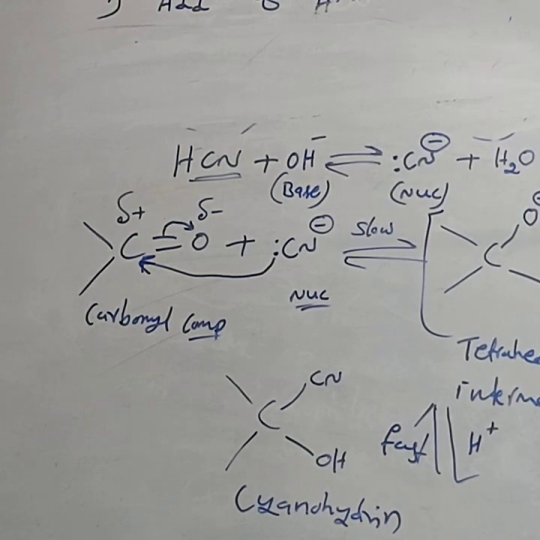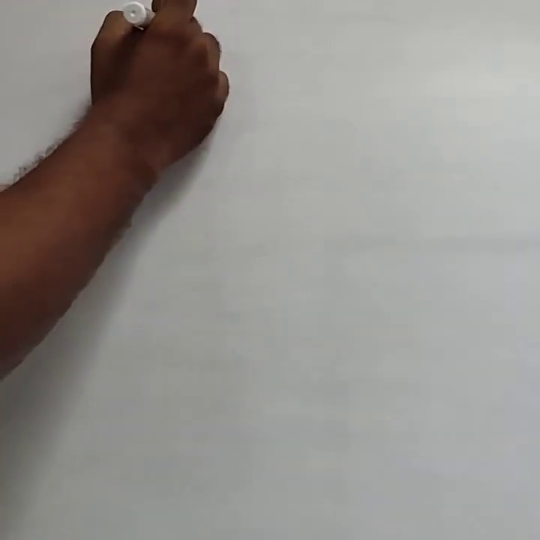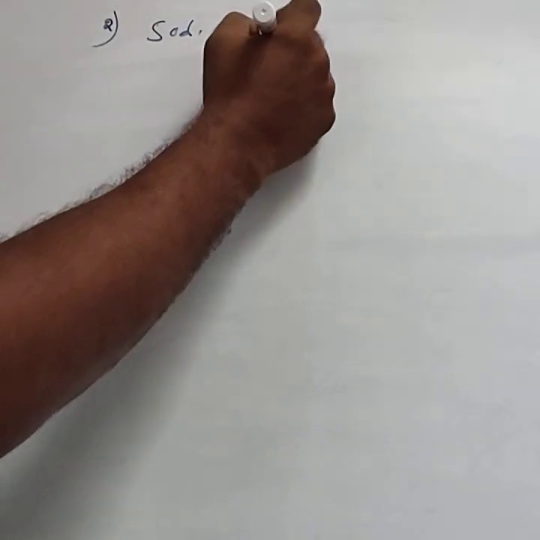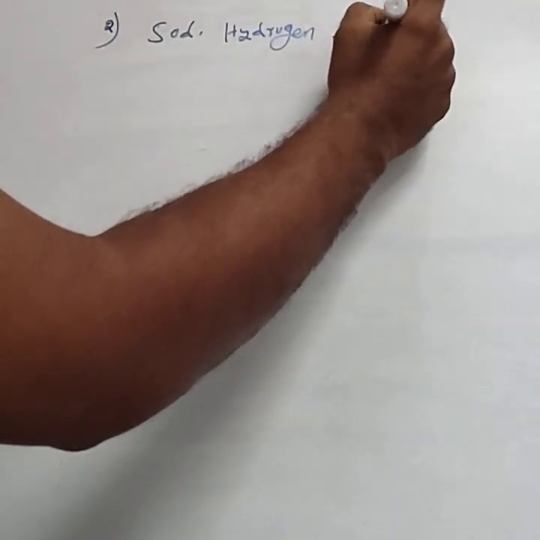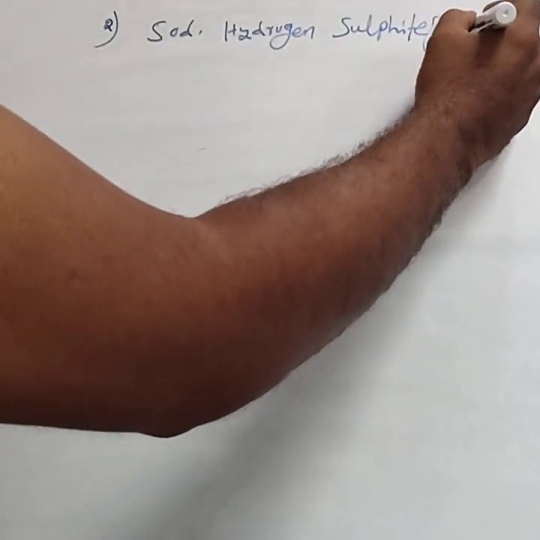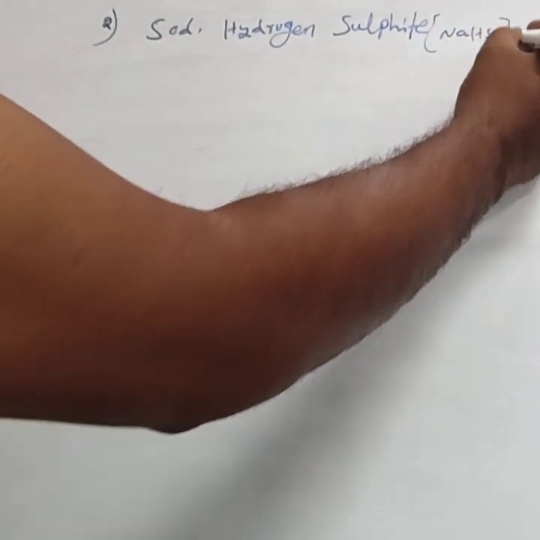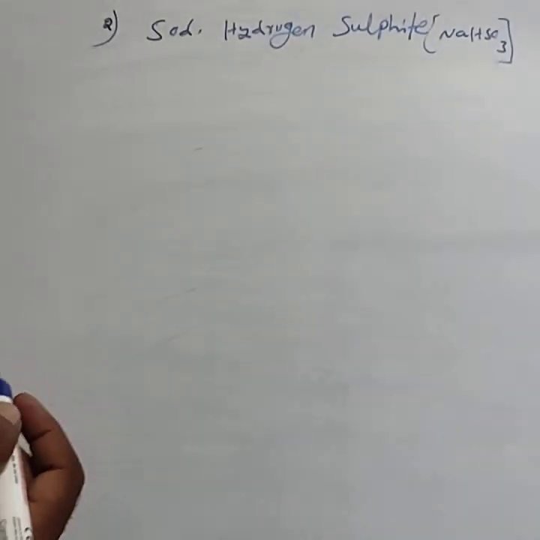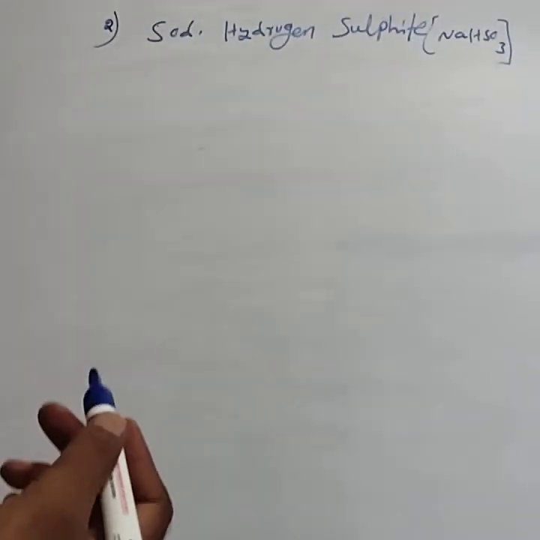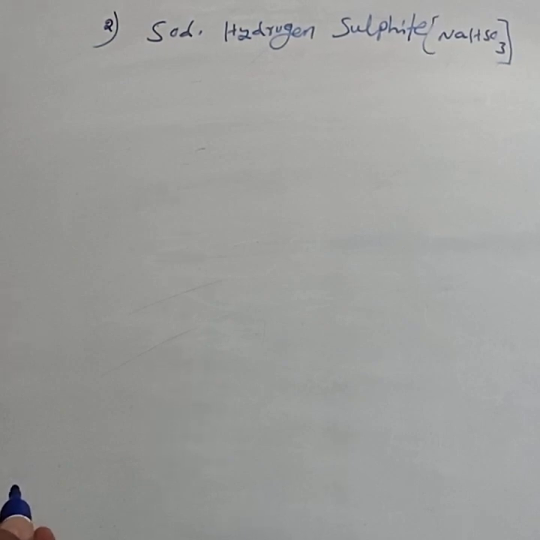Similarly, we consider the reaction with sodium bisulfite or sodium hydrogen sulfite. The second nucleophilic addition is the reaction with sodium hydrogen sulfite or sodium bisulfite. Its formula is NaHSO3, sodium hydrogen sulfite, not sulfate. Sulfate means SO4, sulfite means SO3. Here, directly consider the reaction.